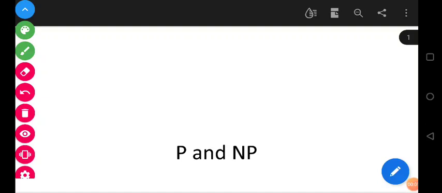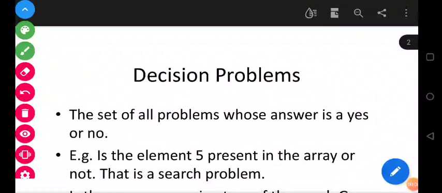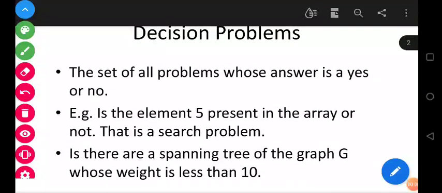Today we will be talking about P and NP. Now, what are decision problems? Decision problems are the set of all problems whose answer is a yes or no.